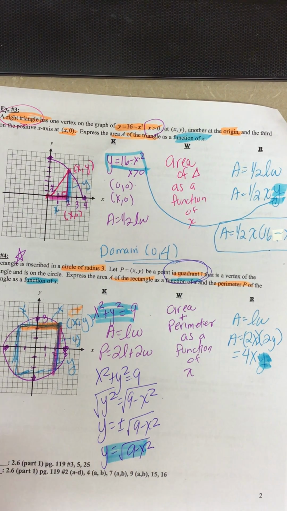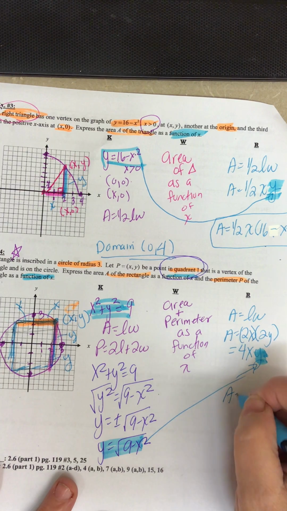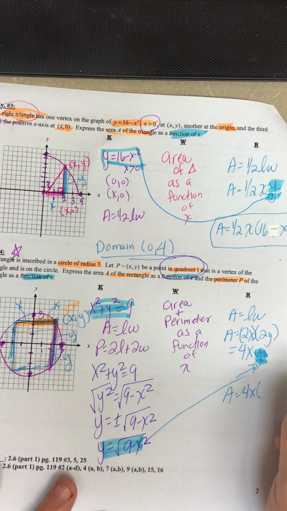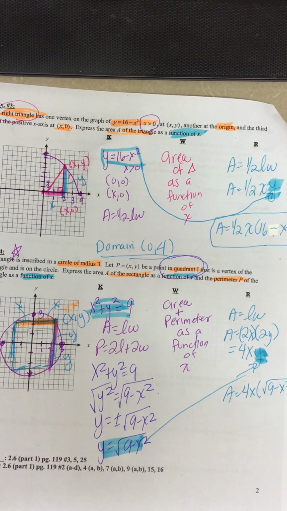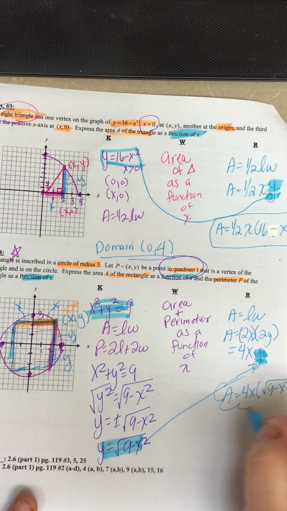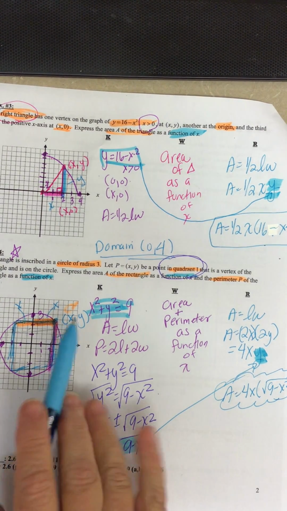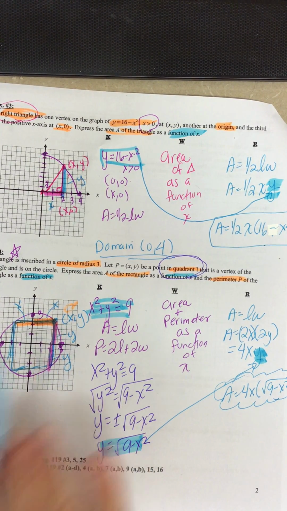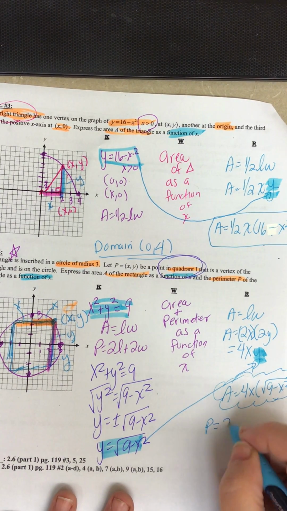So now I can replace that into there. So I have area equals 4x, and in place of the y, I'm going to put square root of 9 minus x squared. And that is a general formula for the area of any rectangle dependent on the position that you put x in. And then we have to do perimeter, and it's the same thing.